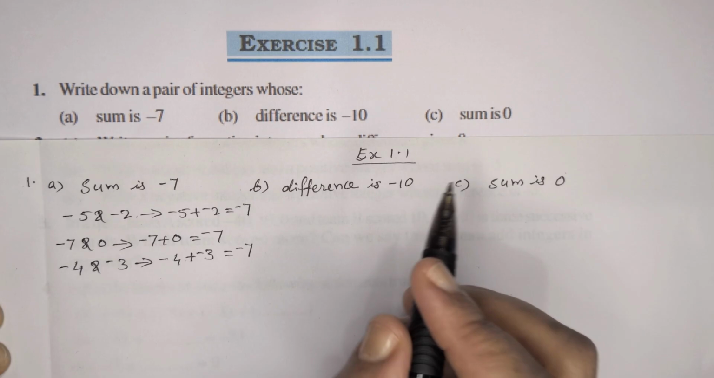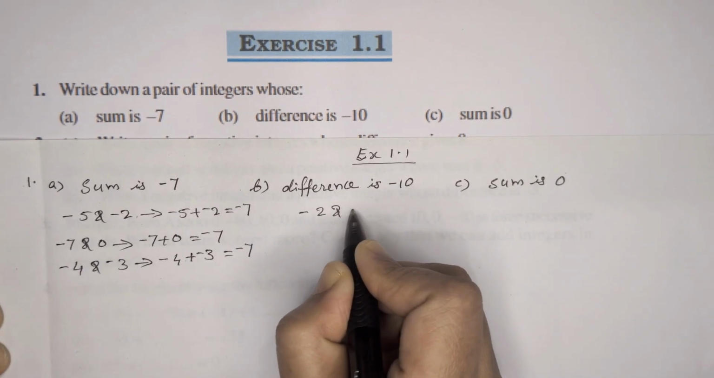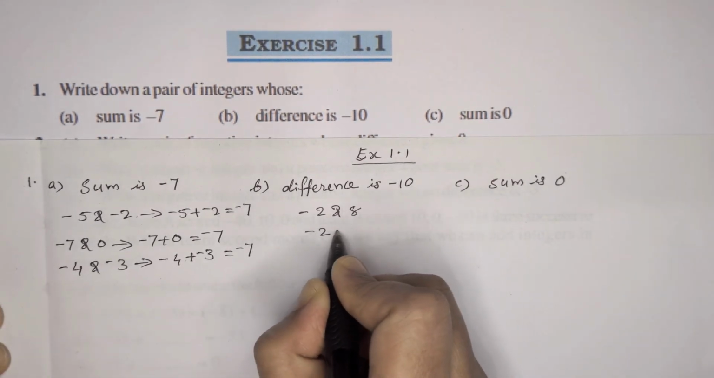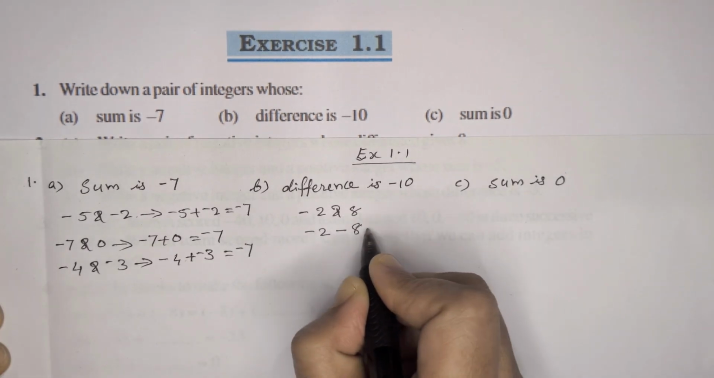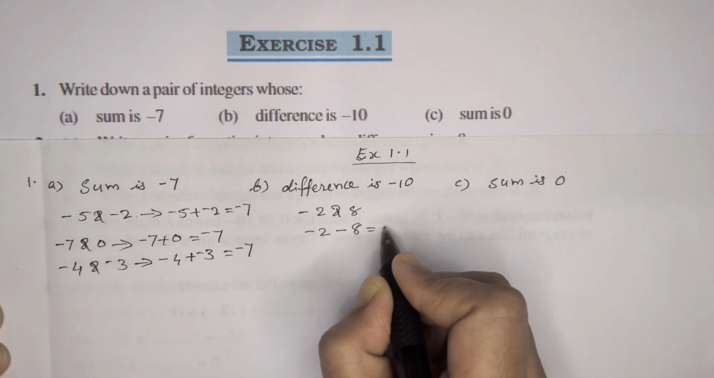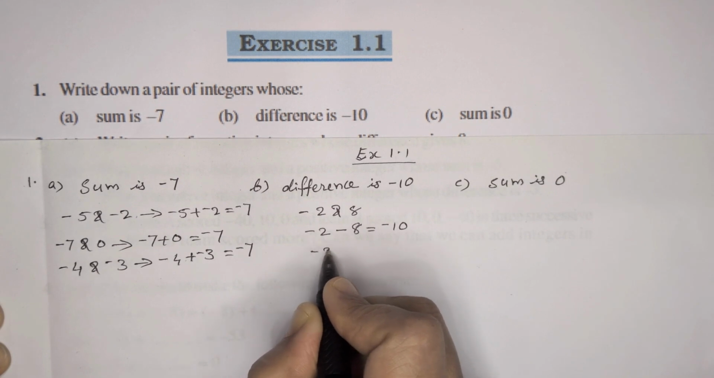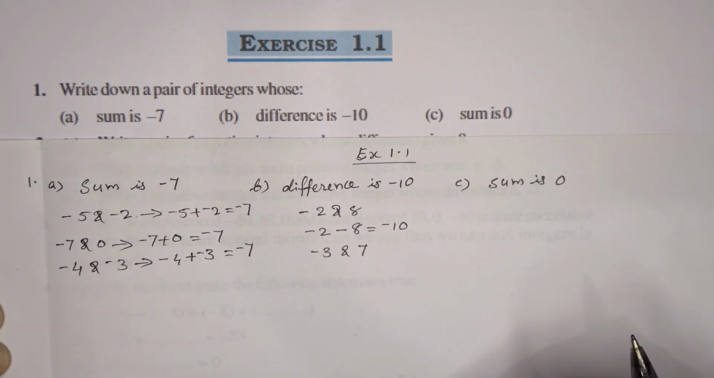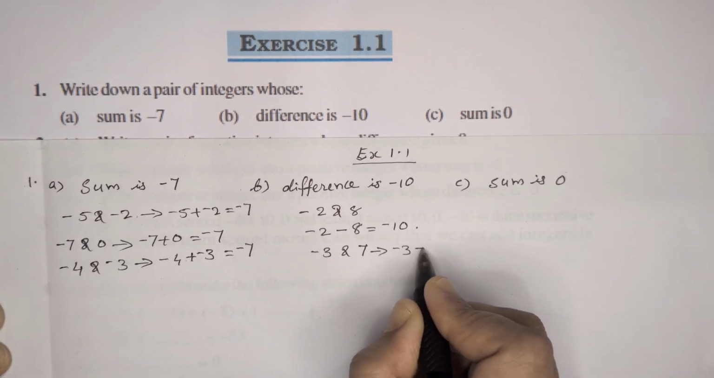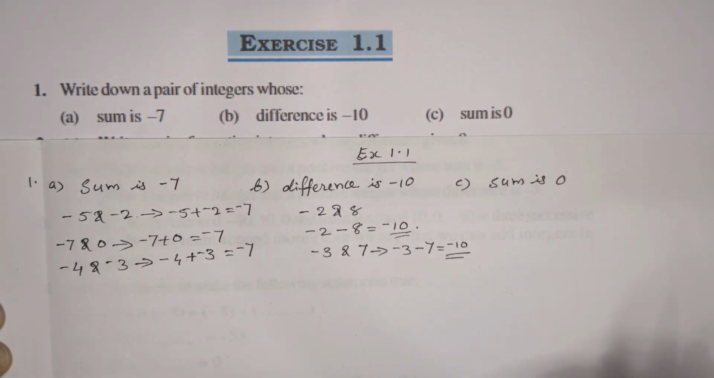B, difference is minus 10. For that, if we are taking minus 2 and 8, minus 2 difference, so subtraction sign in between, 8, is equal to minus 2 plus minus 8, and that is equal to minus 10. Another example, if we are taking minus 3 and 7, we will get minus 3 subtraction sign 7 is equal to minus 10. In this case we are getting minus 10.